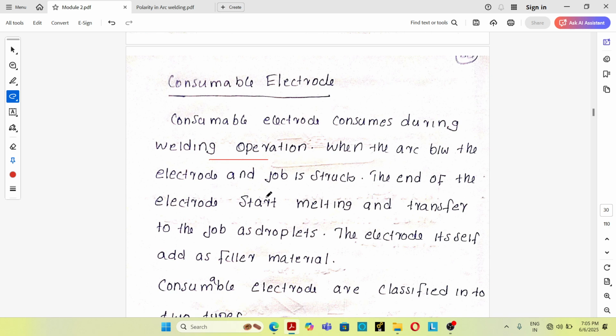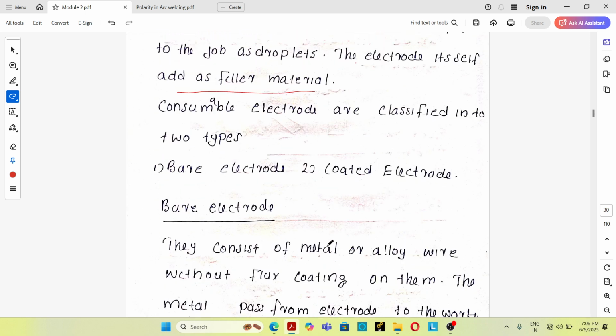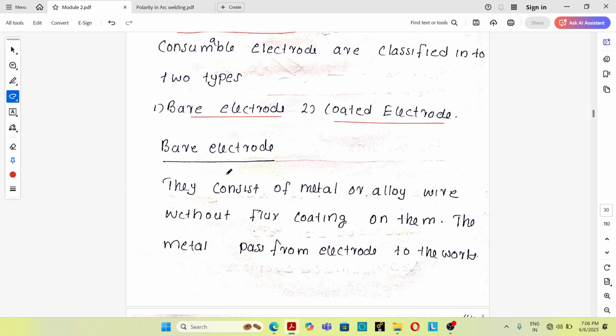So a consumable electrode consumes during the welding operation. When the arc between the electrode and job is struck, the end of the electrode starts melting and transfers to the job as droplets. The electrode itself acts as a filler material. When the electric arc is struck between the end of the consumable electrode and the workpiece, the electrode melts and material is transferred into the molten weld pool. When we are using a consumable electrode, there is no need to use separate filler material. These consumable electrodes are classified into two types, bare electrodes and coated electrodes. So first of all, bare electrodes.